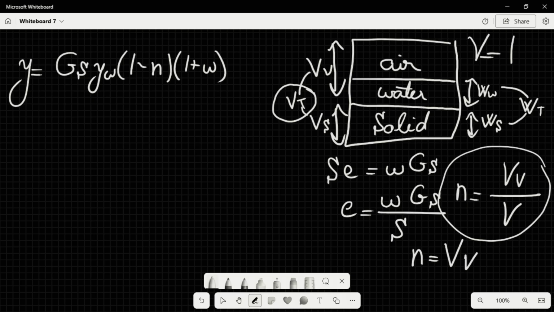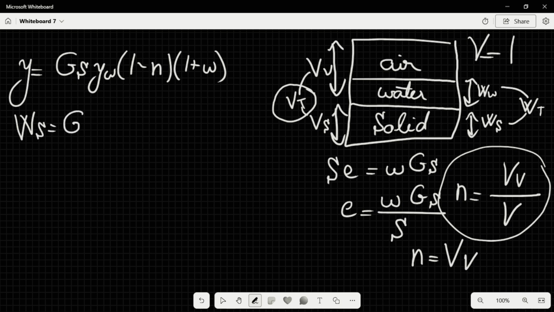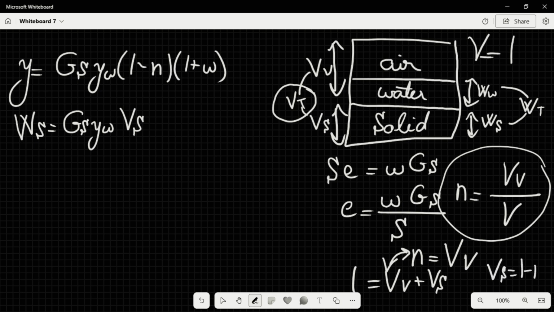Previously, we proved that the weight of solids is equal to GS times gamma water times the volume of solids. Now, since the volume of solids is no longer assumed to equal 1 unit, and the total volume instead is assumed to equal 1 unit, then we can say that the total volume, which is 1 unit, is equal to the volume of voids plus the volume of solids. We can see that the volume of voids is simply equal to n, the porosity, so the volume of solids will therefore equal 1 minus n.